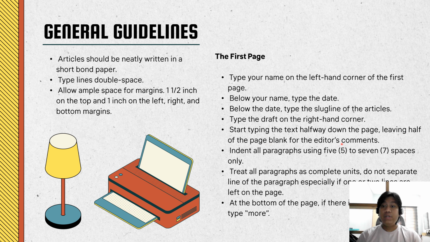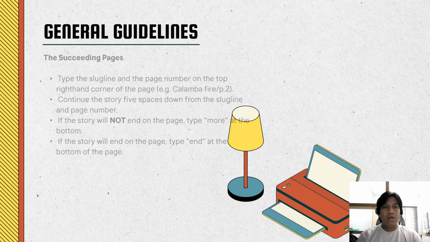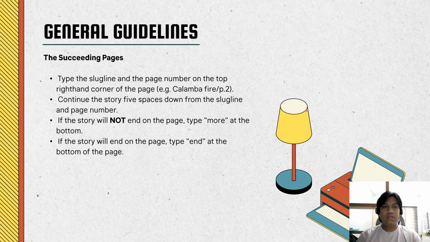Start typing the text halfway down the page, leaving a half of the page blank for the editor's comments. Indent all paragraphs using 5 to 7 spaces only. Treat all paragraphs as complete units. Do not separate lines of a paragraph, especially if only one or two lines are left on the page. At the bottom of the page, if there is a continuation, type more. On the succeeding pages, type the slug line and the page number on the top right-hand corner of the page. Here's an example.